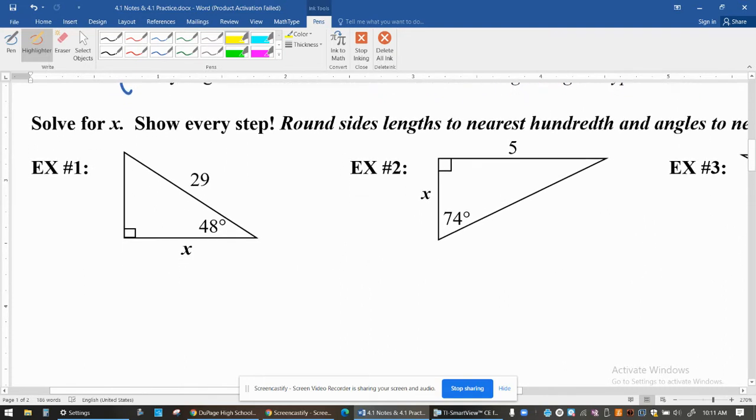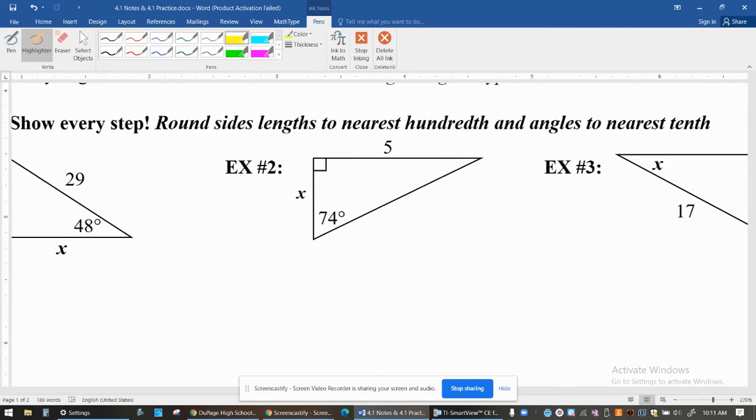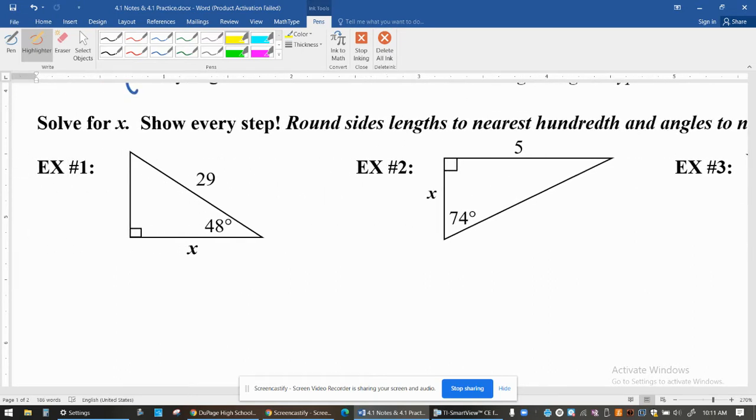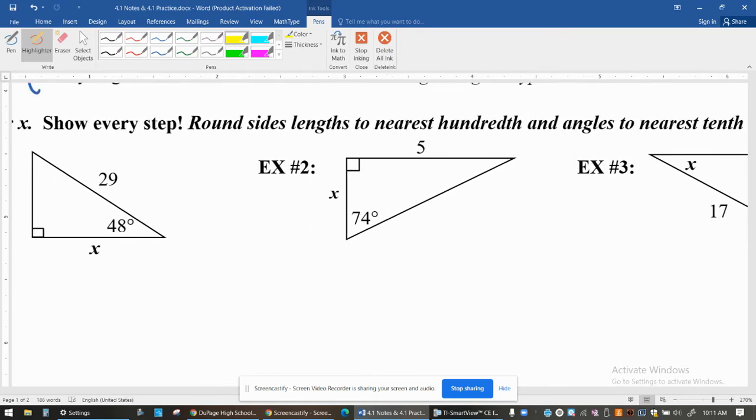All right, so let's just start off nice and basic. Let's just find one missing piece at a time. Now, for this lesson, I want you to round your side lengths to the nearest hundredth, so that's the second decimal, and your angles to the nearest tenth. So round to 2 decimal places for the side lengths and angles to 1 number behind the decimal.